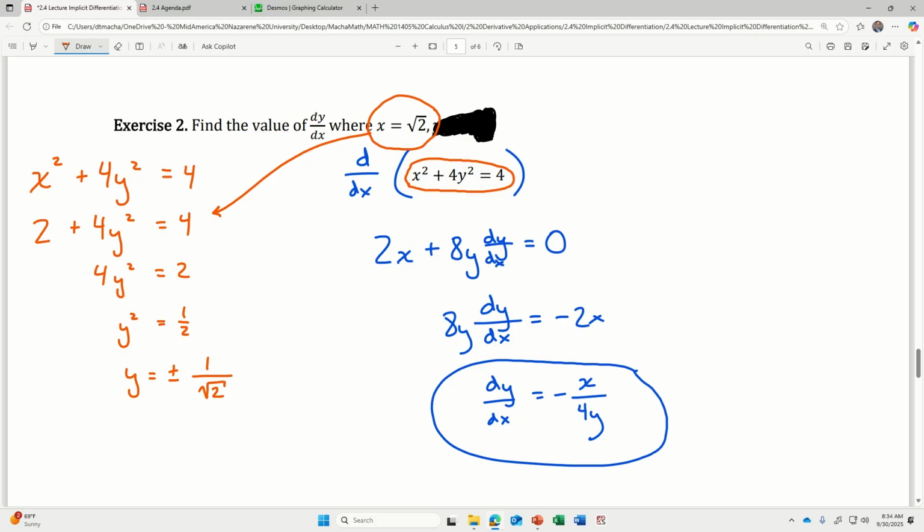And there's 2 possible y values. Y could either be positive 1 over square root 2 or negative 1 over square root 2, corresponding to this x value of square root 2. So that means I'm going to get 2 different derivatives depending on which y value I choose.